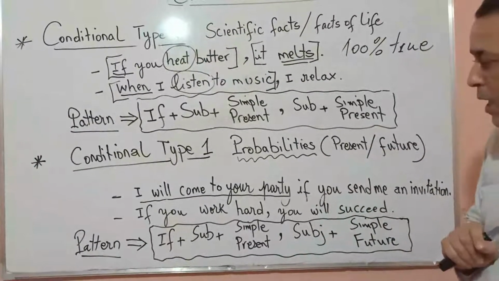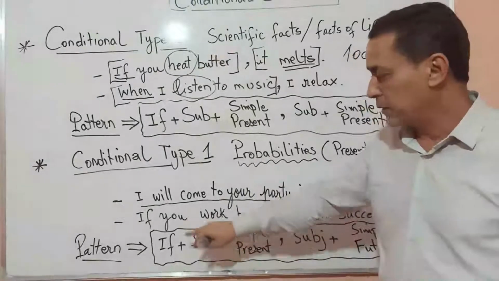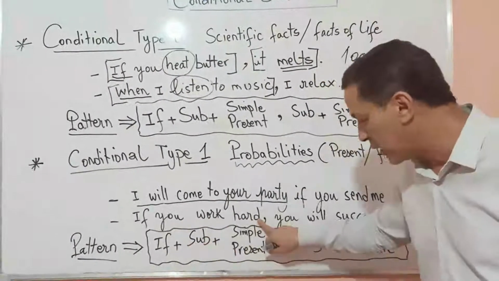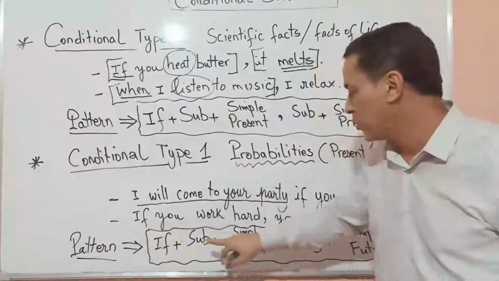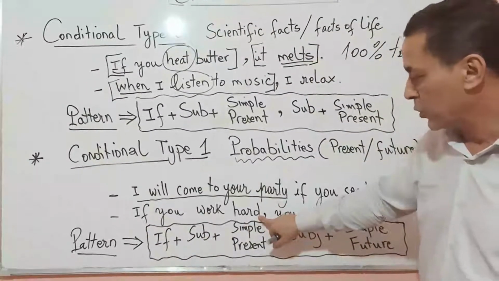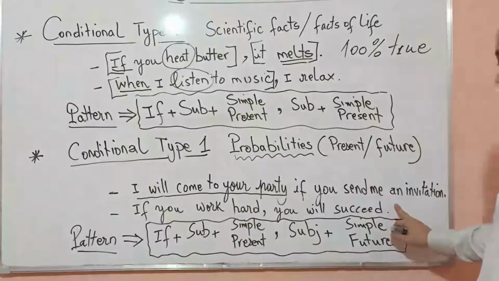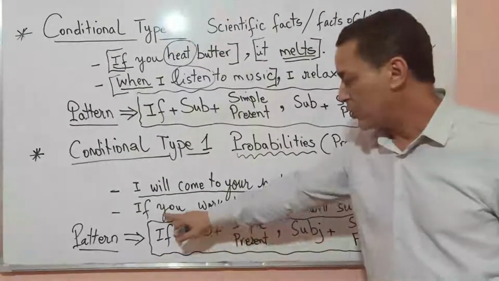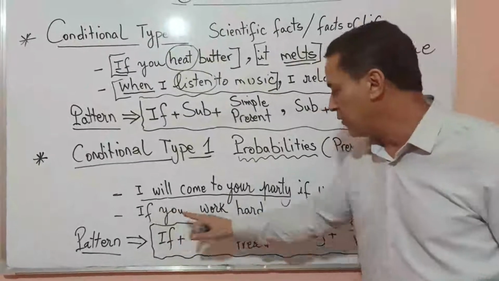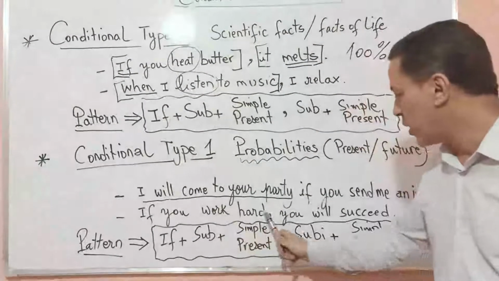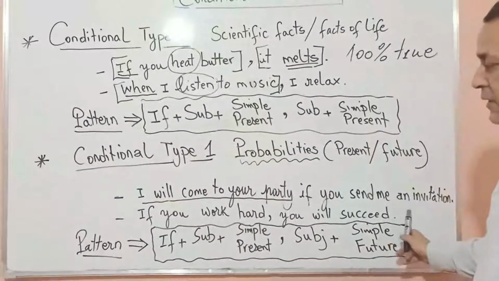Right. Now, we move to the next sentence. Let's have a close look at it. "If you work hard, you will succeed." Here I have started with the if clause, or the condition clause. As you note, I have started with the if clause and I have used a comma. If you work hard, you will succeed.